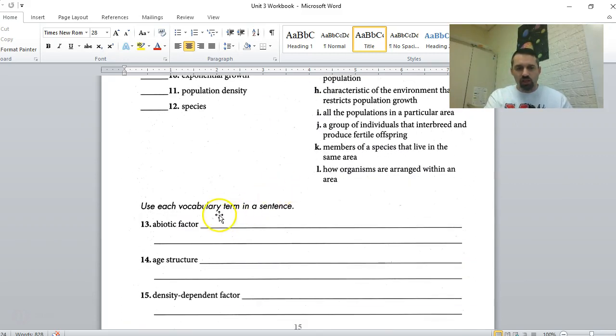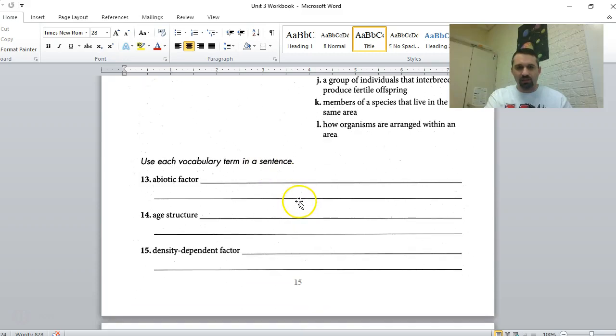Okay. And then scroll down to the bottom. It says use each vocabulary term in a sentence. So we got 3 of these. Abiotic, age structure, and density dependent. So make sure you use these in a sentence that makes me understand that you know the definition. Okay? So abiotic, age structure, and density dependent factor. So make sure you use those in a complete sentence.